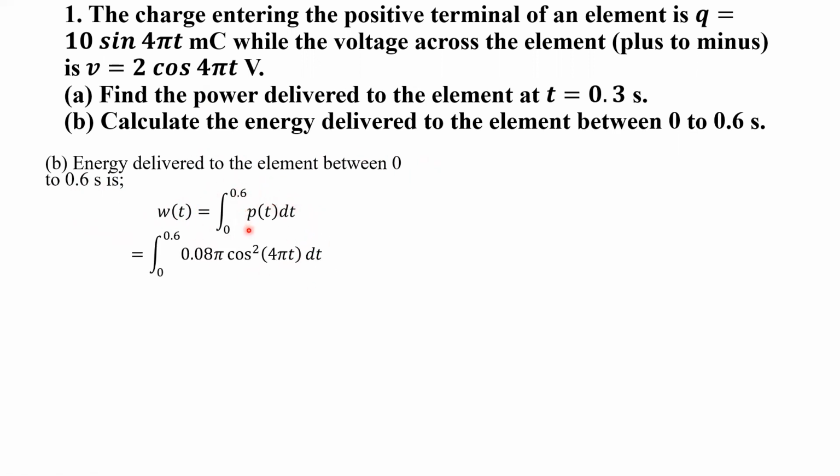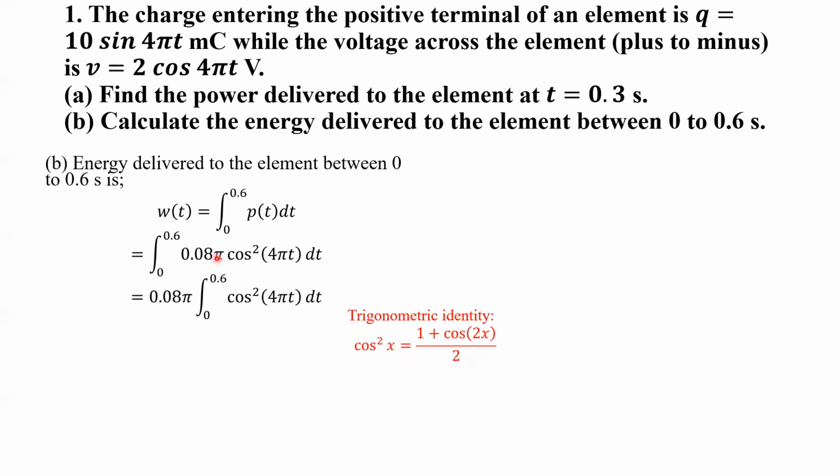Let's plug in the expression for p(t) that we computed in the previous slides, the expression for power at any time. Here we can take this constant out of the integration, because it's not a variable, and the variable here is cos squared 4 pi t. We do not have any formula for the integration of a cos squared term, so we'll use a trigonometric identity: cos squared x equals 1 plus cos 2x divided by 2.